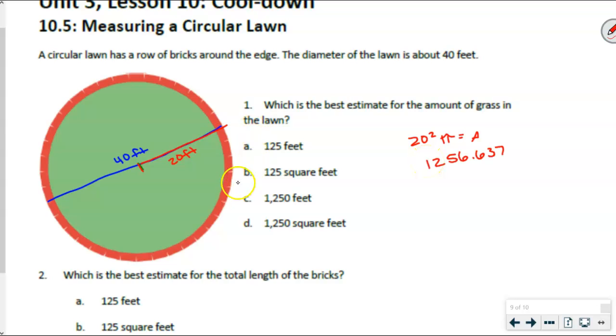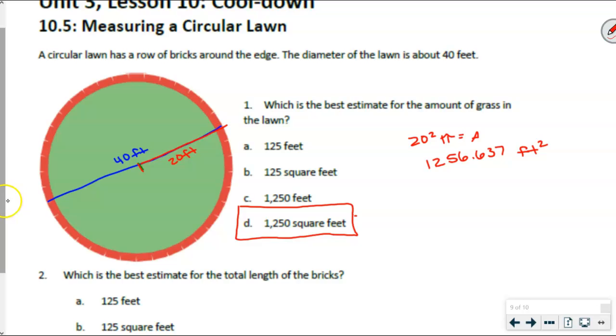20 squared times pi is equal to 1,256.637. Which of these is the most appropriate? None of them are exact, right? And that's okay. But it looks like C and D both have 1,250. So we need to choose between these two. Which is it? It comes down to units. Is it feet? Or is it square feet? And remember, because we squared the radius, it's no longer feet, it's feet squared or square feet. So D is the most appropriate answer there.